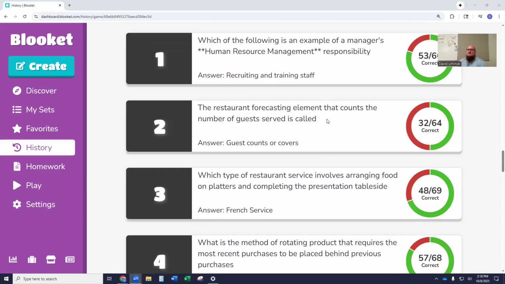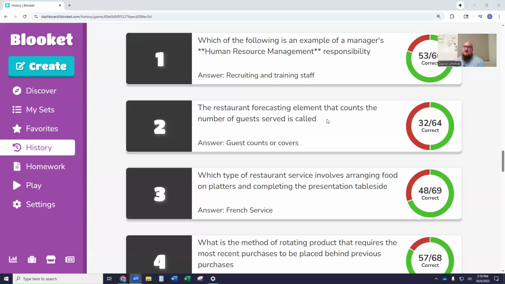The restaurant forecast element that counts the number of guests is called the guest counts or covers. So if you worked in a restaurant, you may say we have 200 covers tonight. What does that mean? 200 guests. We have 200 people on the reservations on the books for today. Okay. So we typically are going to refer to guests as covers. That's the number of people.